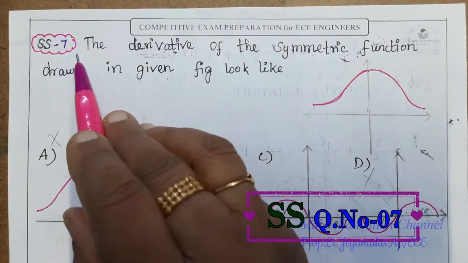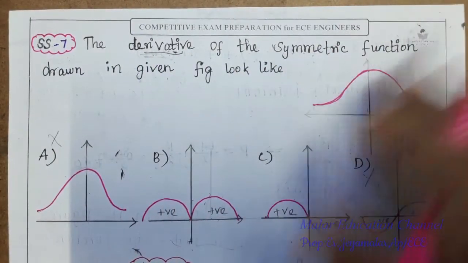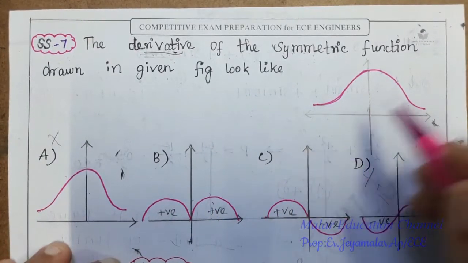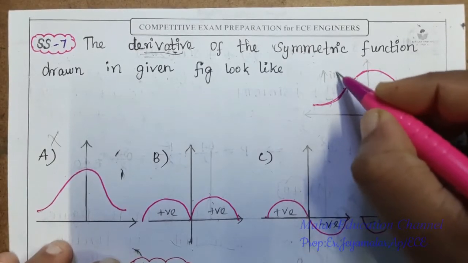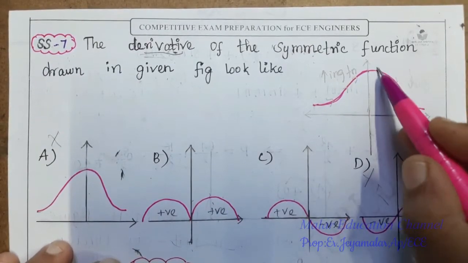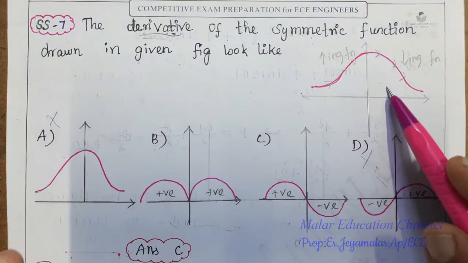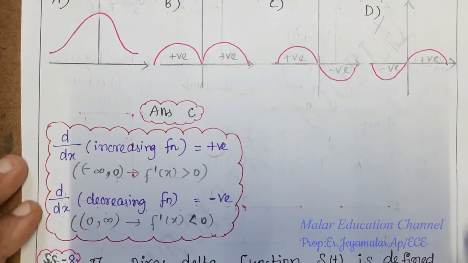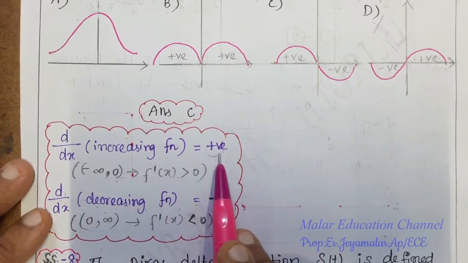Signals and Systems, question number 7. The derivative of the symmetric function drawn in the given figure looks like what? This is the given function. See here, this is the increasing part. Here it's in the downward direction, that is the decreasing part. Before checking the answer, let me try to explain the concept of increasing and decreasing functions. The differentiation of an increasing function is positive.